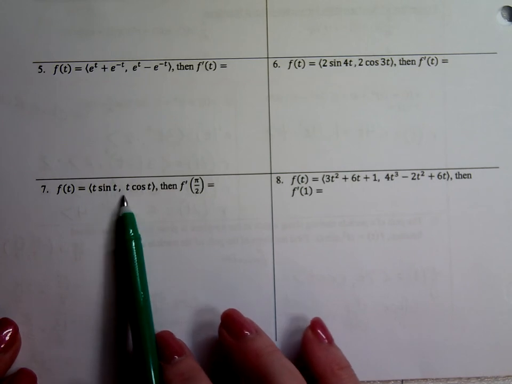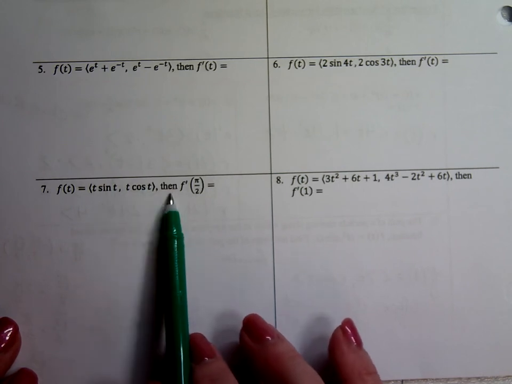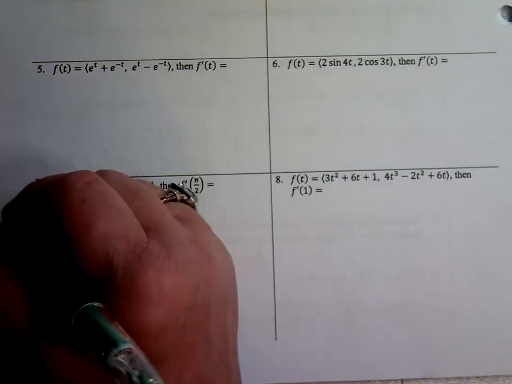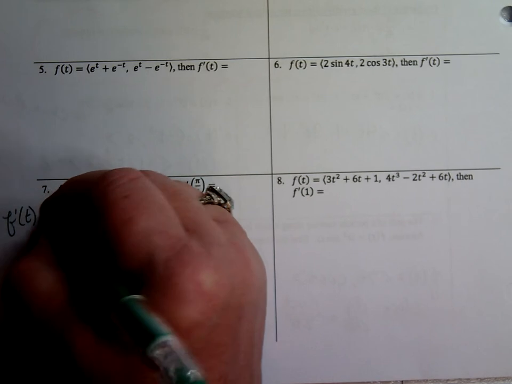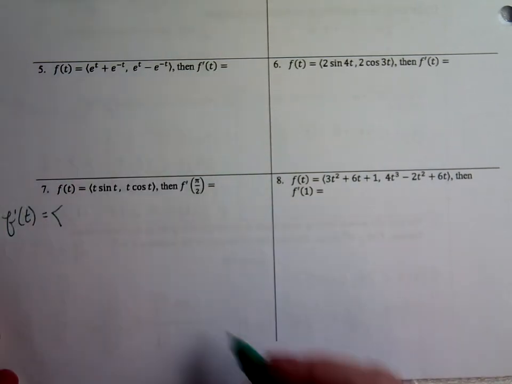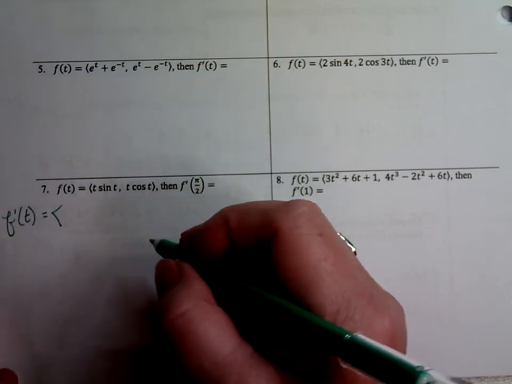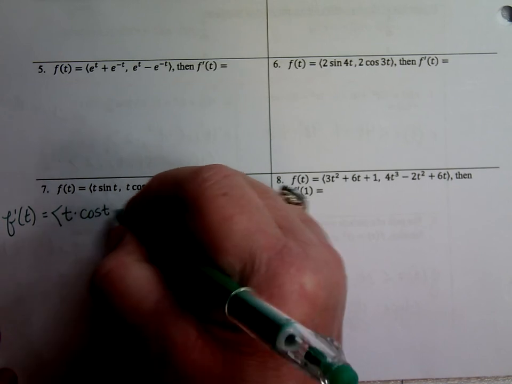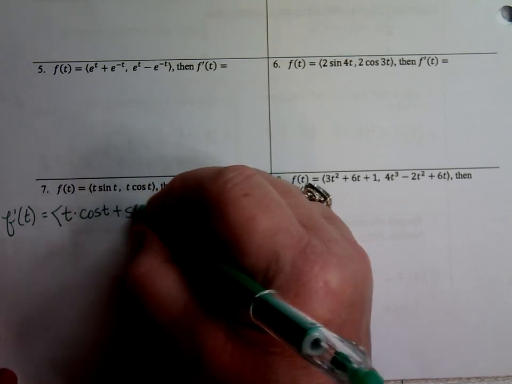t sine of t cosine of t. So we've got to treat this one a little bit differently. To find the derivative, I'm going to find f prime of t first. That gives me, are you ready for this? This is going to be long. Write small. The first times the derivative of the second plus the second times the derivative of the first.